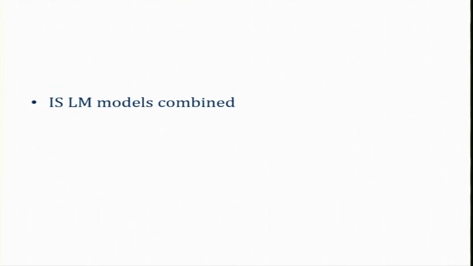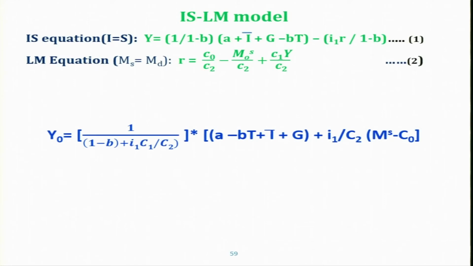Now let us bring both the IS and LM models together and combine them. What I am showing here is the IS equation where the product market is in equilibrium. That means I is equal to S, investment is equal to saving. This is the IS equation, and the LM equation is where money supply is equal to money demand, that is, money market equilibrium. This is the LM equation.